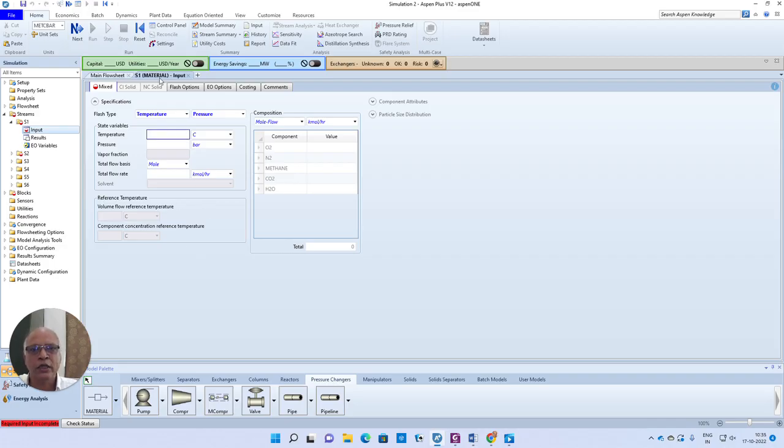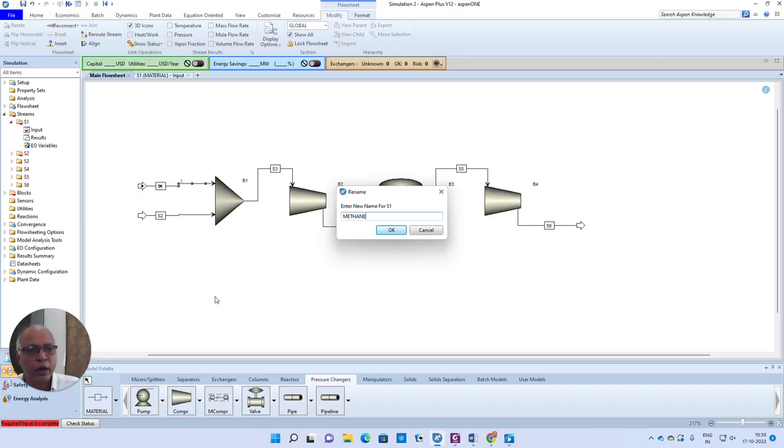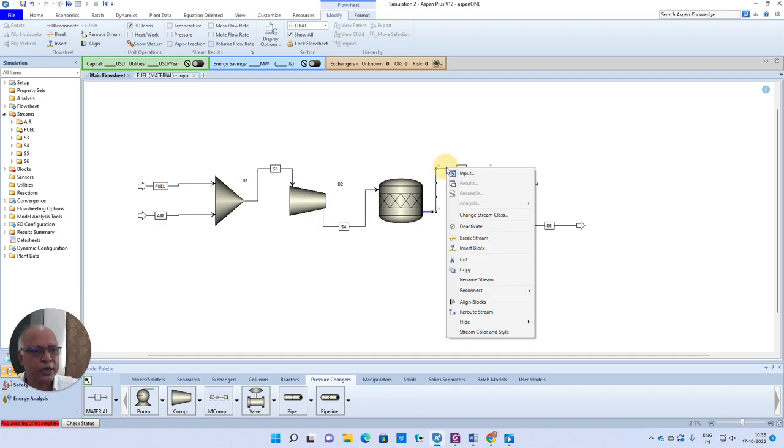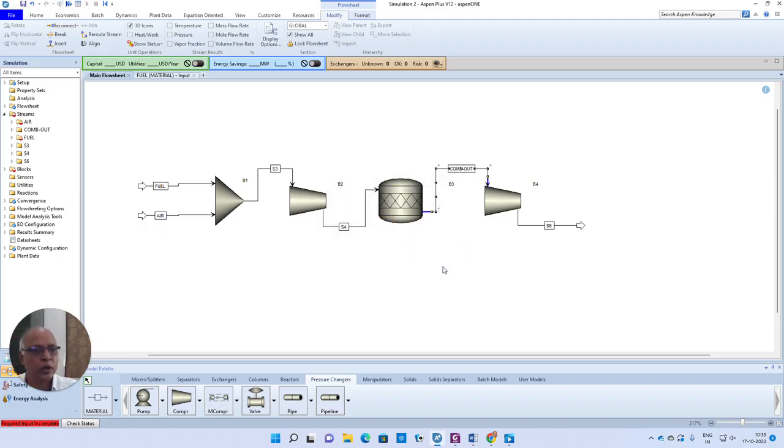So air, this is S1. Okay, before going into that, let me name some of these for convenience. Let us say this is the methane. In general, call it maybe fuel. And this is air. We have some requirement with respect to this temperature, so let me also rename this stream combustion out. So now let us go into the next step.